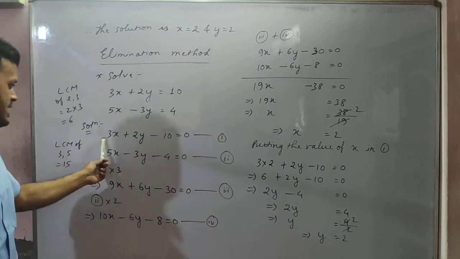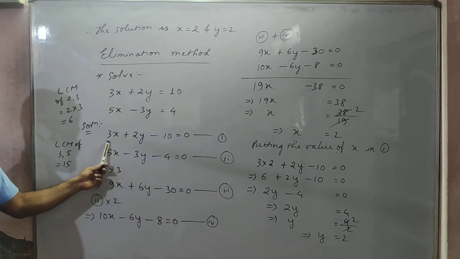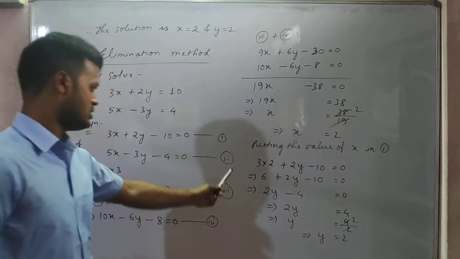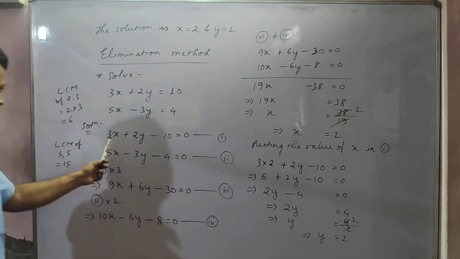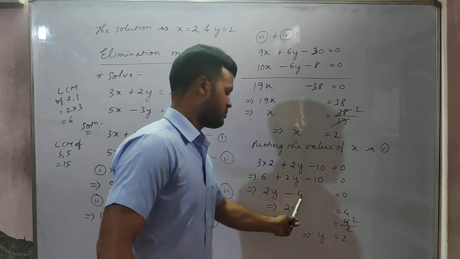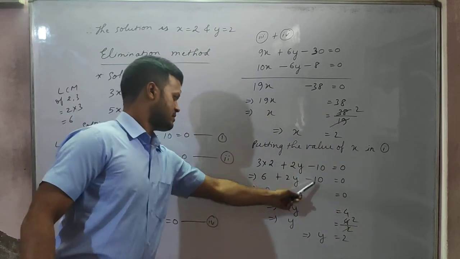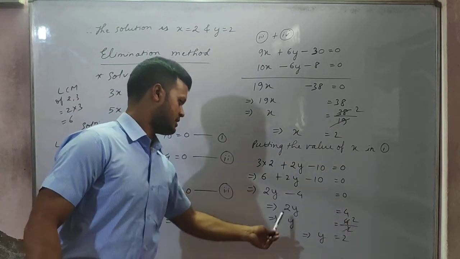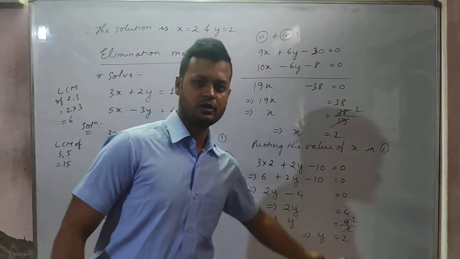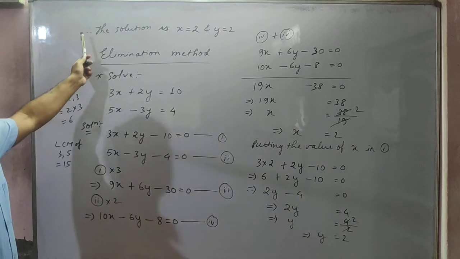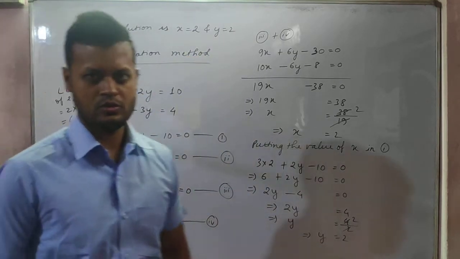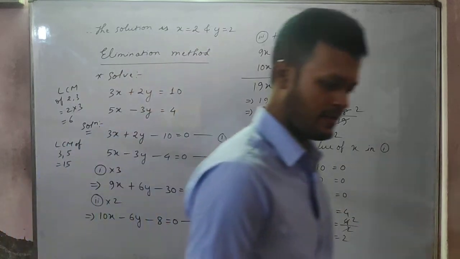Here you see 3x is there. In place of this x, I will put the value of x. So 3x means 3 into 2, so 3 into 2 is 6, and minus 10 is there. 6 minus 10 will be minus 4. Minus 4 will go to the right hand side. 2 is multiplied here, if I take it to the other side, it will get divided. Therefore, y is equal to 2. Then the solution is x is equal to 2 and y is equal to 2.